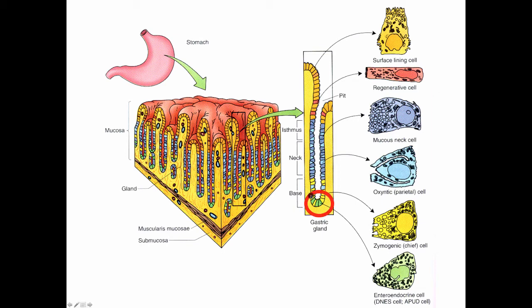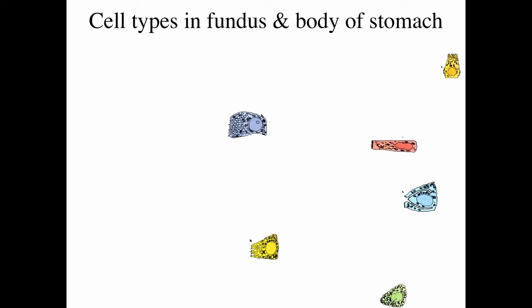The diagram is a little bit misleading here because it's showing these enteroendocrine cells and it's showing their surfaces touching the lumen. That is not always the case. Some of the APUD cells do indeed touch the lumen, but many of them do not touch the lumen, and we'll talk about that in just a few minutes. So, various cell types that are in the fundus or the body of the stomach.